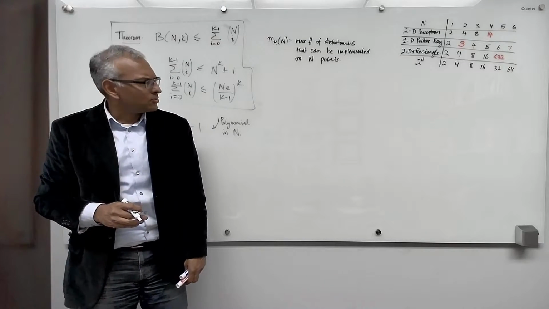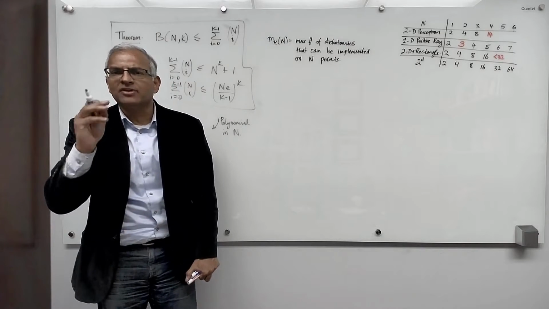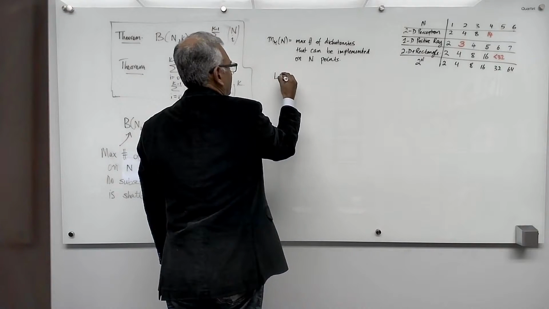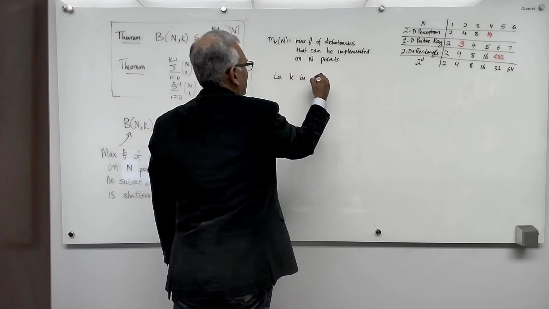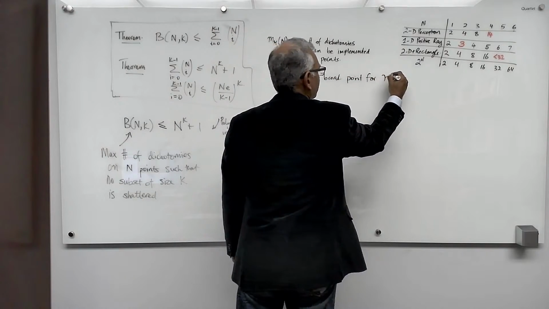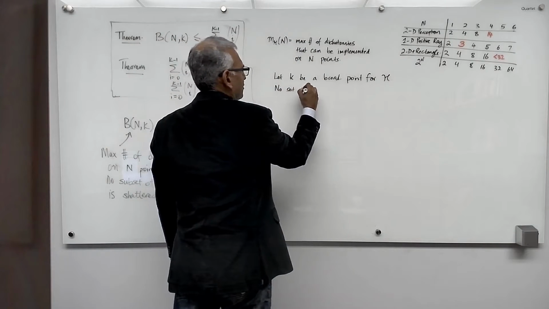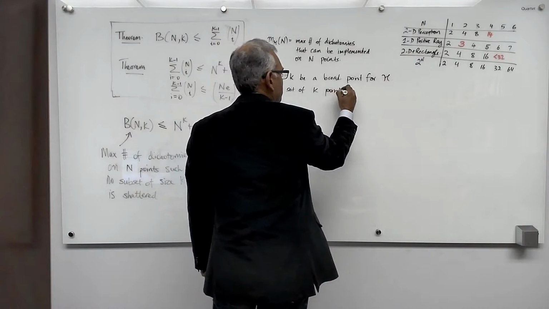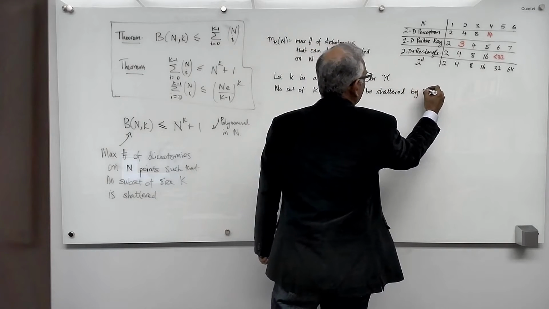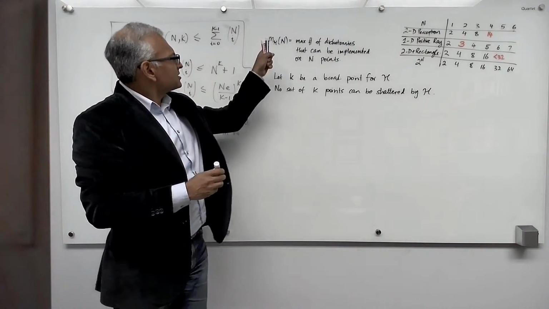So let us suppose that your hypothesis set, like all the ones we tried, has a breakpoint. So there's some value of n that breaks it. So let k be a breakpoint for h. What does that mean? No set of k points can be shattered by h. And now let us consider m sub h of n.